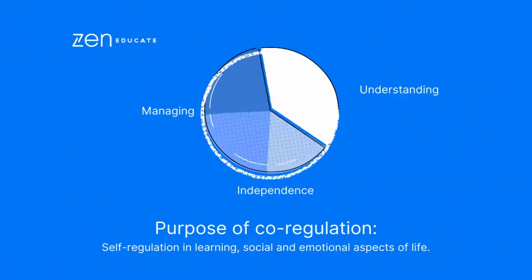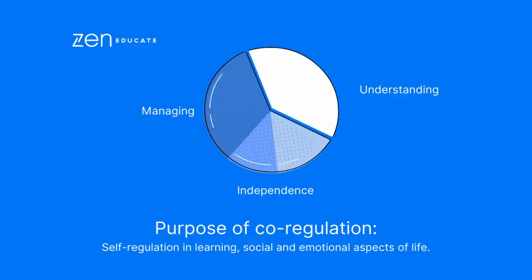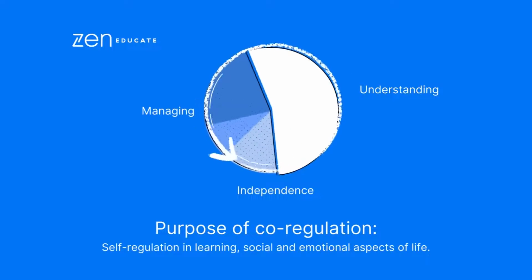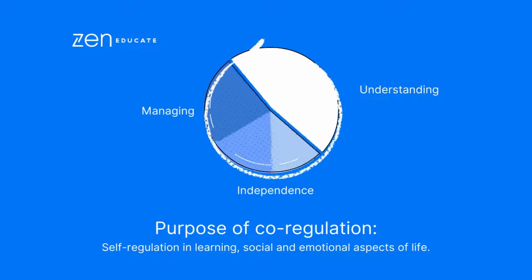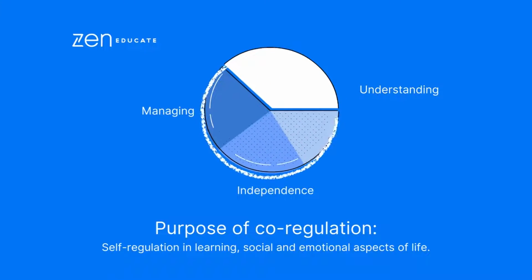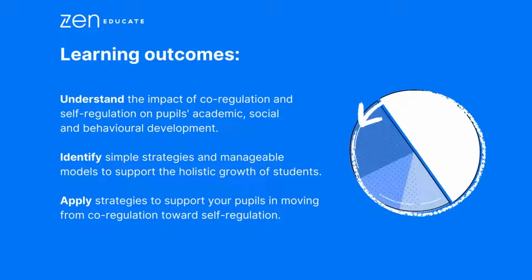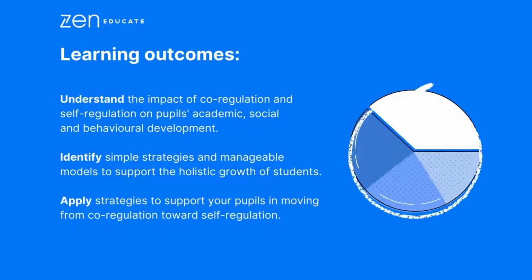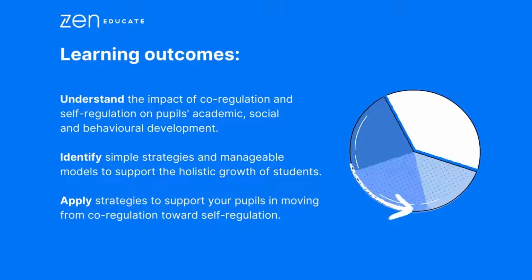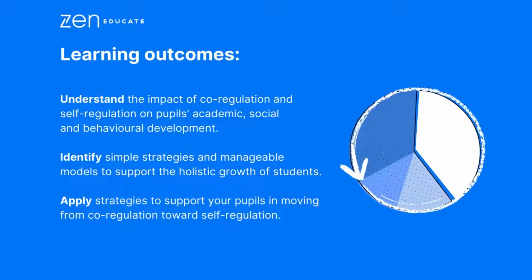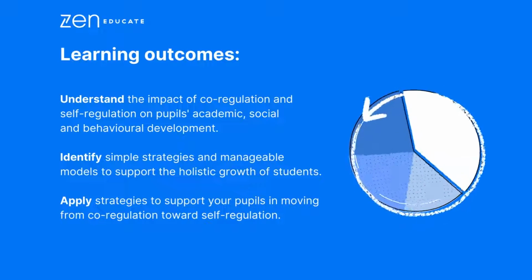Through co-regulation, we will begin to see a pupil move towards independence with self-regulation skills embedded in their learning, social and emotional aspects of their lives. This presentation is designed for you to take away an understanding of the impact of co-regulation and self-regulation on pupils' academic, social and behavioural development.